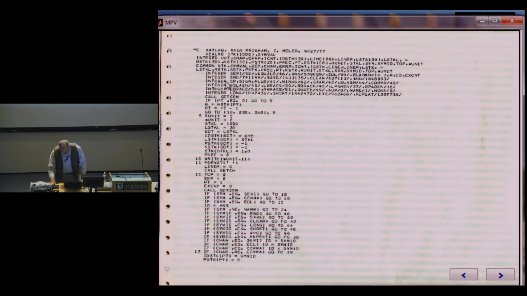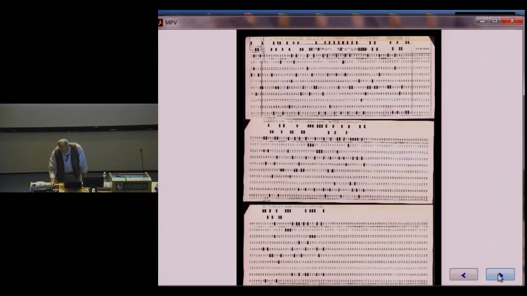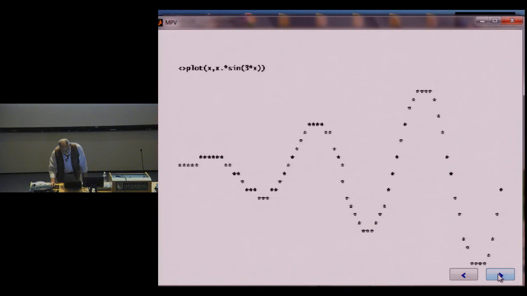So anyway, I've got two MATLABs running because I want to show you something else later, and didn't take the time to start it up.